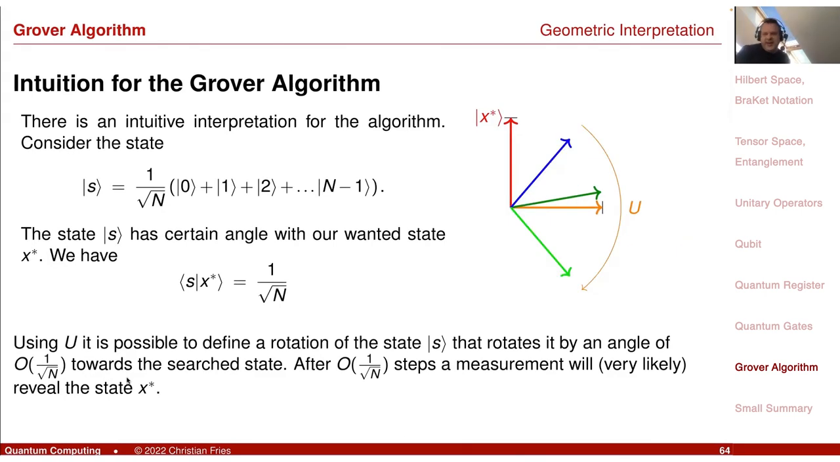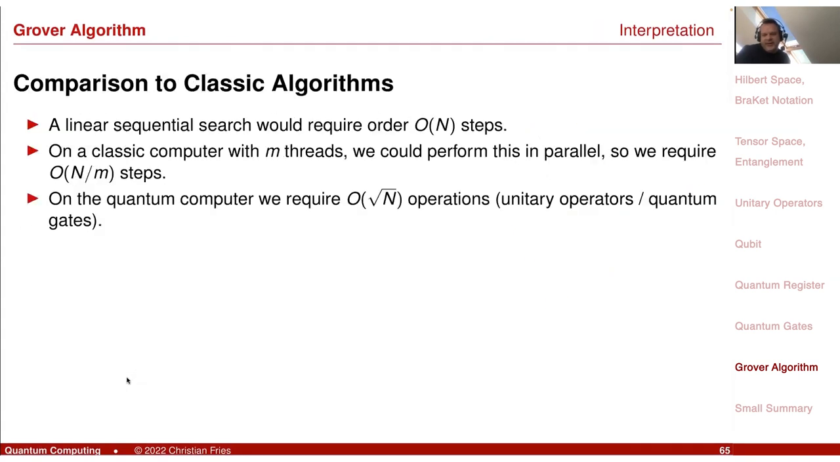Okay, so let's finish here the core algorithm. We continue this process, and in the end we arrived at the search state. Compared to a classical algorithm, where we would need order n steps, our algorithm requires only order square root of n operations. So a clever transformation creating this amplification takes only square root of n steps.